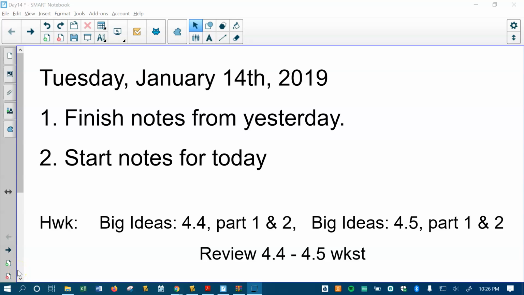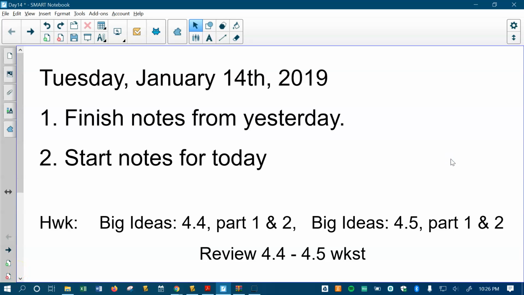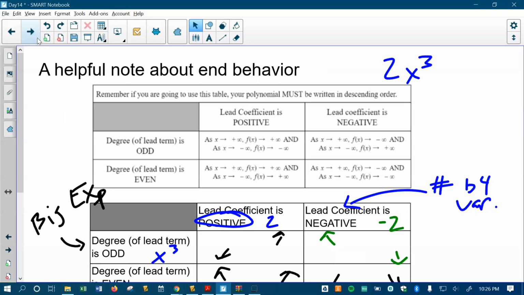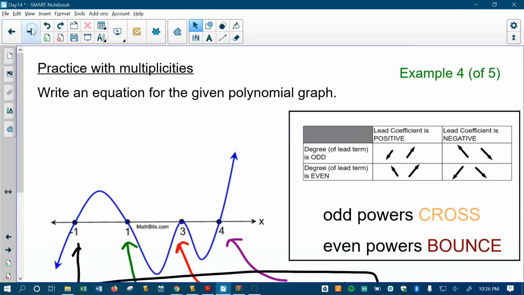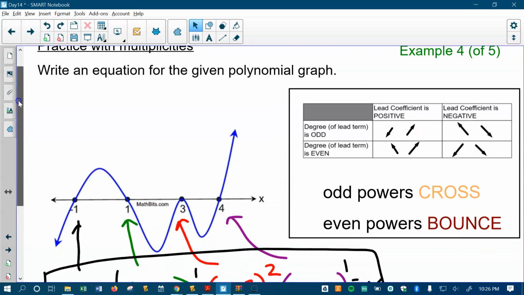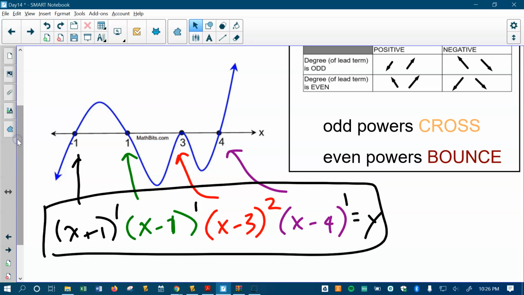Okay, guys, this is going to be our first video, and I just want to make sure that we finish up our notes from yesterday. So here is where we were yesterday, and I was talking about how this chart can be used to determine the arms of the polynomial that you're going to draw. We're going to come up with this in a little bit. This is where we had left off, and I just want to quickly review that.